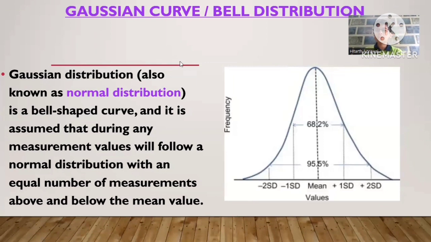So now, what is the Gaussian curve or bell distribution? The answer to this question would be: the Gaussian curve, also known as bell distribution, is a bell-shaped curve. It means that it looks like a bell. It is assumed that during any measurement, values will follow a normal distribution with an equal number of measurements above and below the mean value. So here, this is the mean value. Above and below the mean value, there will be an equal number of measurements.